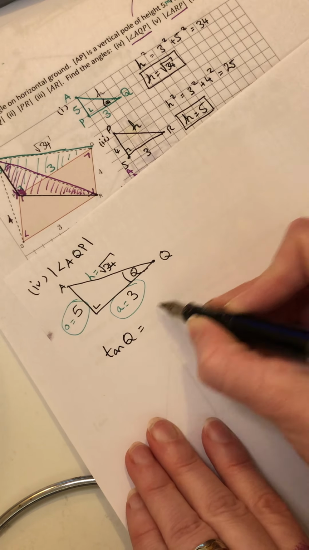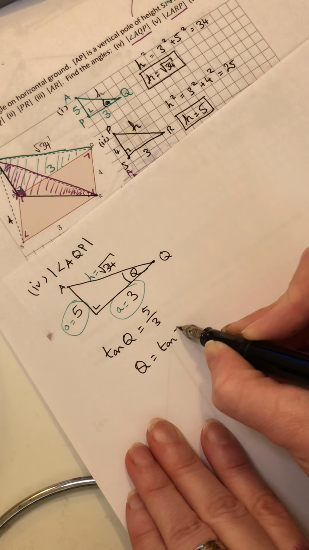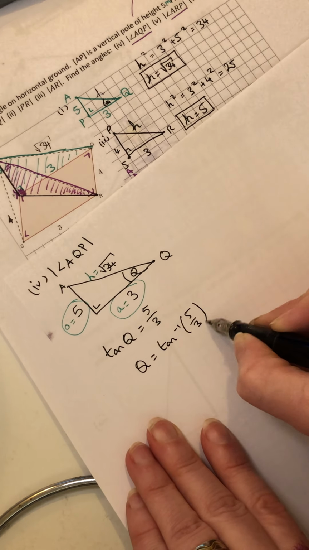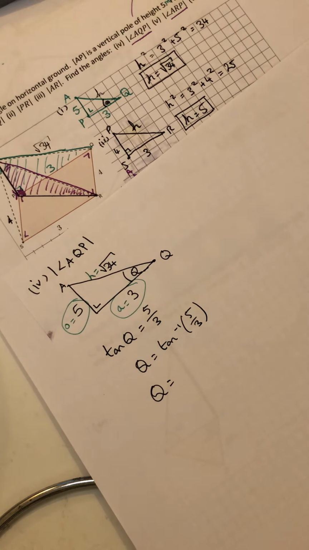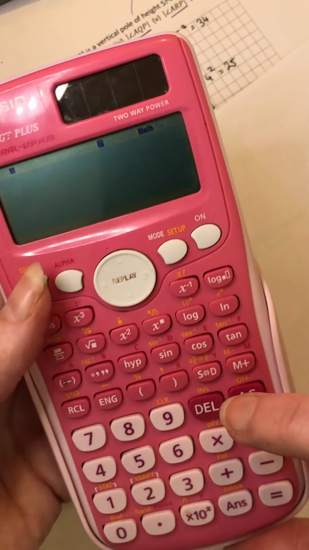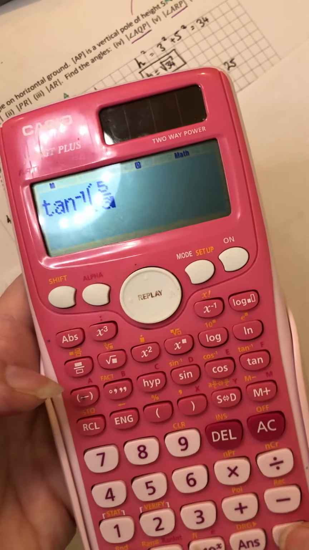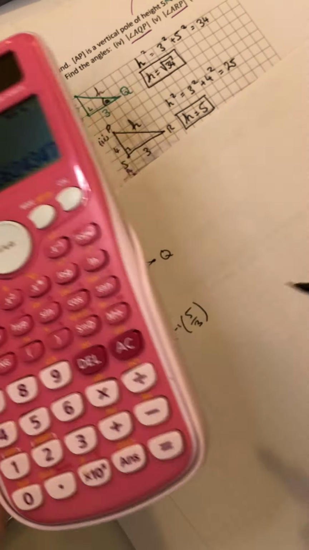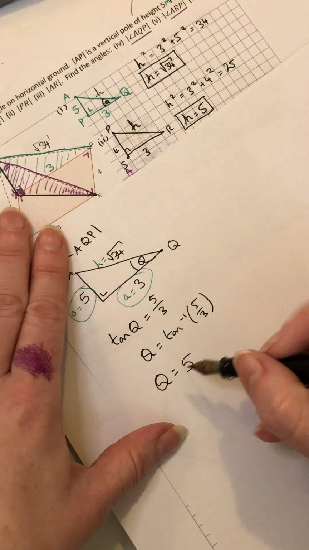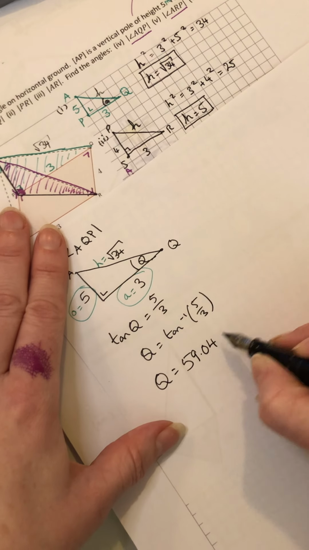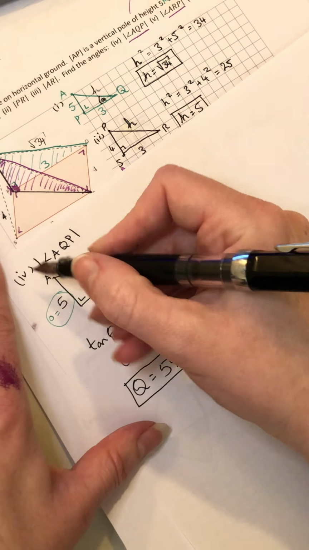Tan of Q is the opposite over the adjacent. So Q is tan inverse of 5/3. And we'll go to 2 decimal places because they didn't specify. Tan inverse of 5/3. 59.04 degrees. Okay, that's the answer to part 4.